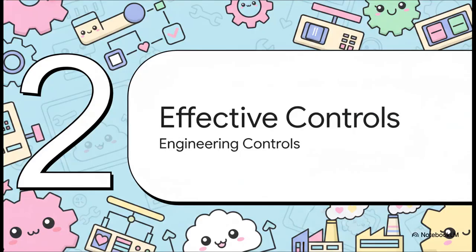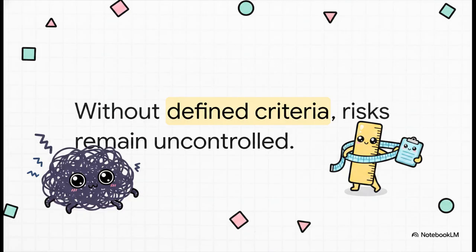Moving right into part two, designing those effective controls. It's time to engineer the controls. So, how do we actually build these mechanisms? Well, we have to ditch the vague intentions and start setting concrete operating criteria. Honestly, if you take away just one thing from this explainer today, let it be this. Without defined operating criteria, your environmental risks remain completely uncontrolled. If you just give an operator vague instructions like, hey, try to minimize waste, you're going to get wildly inconsistent performance. Operators need measurable, repeatable limits to actually succeed.